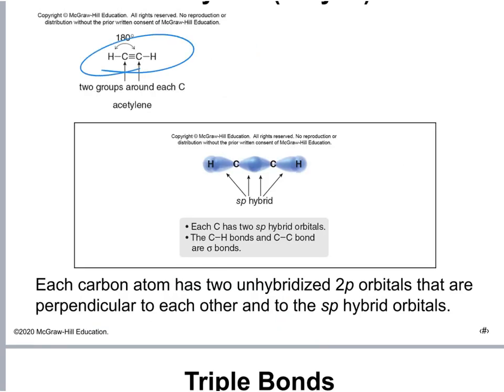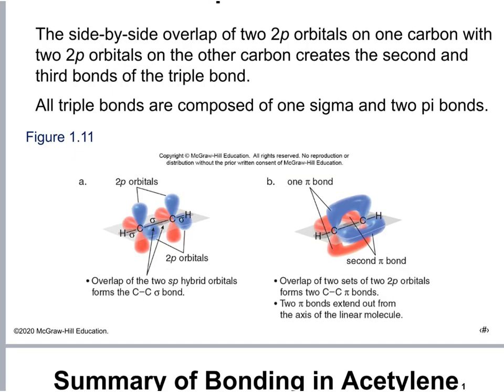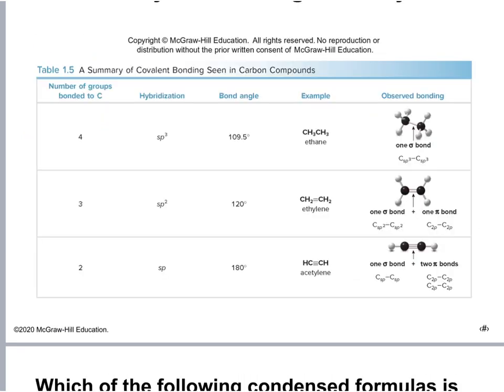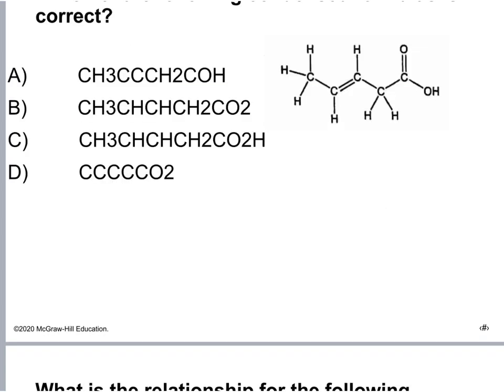So this is a triple bond, no rotation here. This is an alkyne, and because carbon's only bonded to 2 things, it's sp, and that's 180 degrees, and it's linear. Okay, so here is a table summary of what we've been talking about.